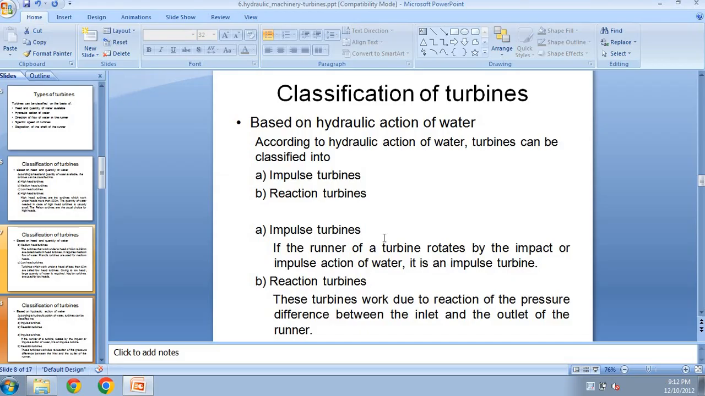Another type is the reaction type of turbines. The Francis turbine and the Kaplan turbine, the medium head and low head turbines, are called reaction type turbines because they utilize the pressure energy available in the water. So these are called reaction type turbines.